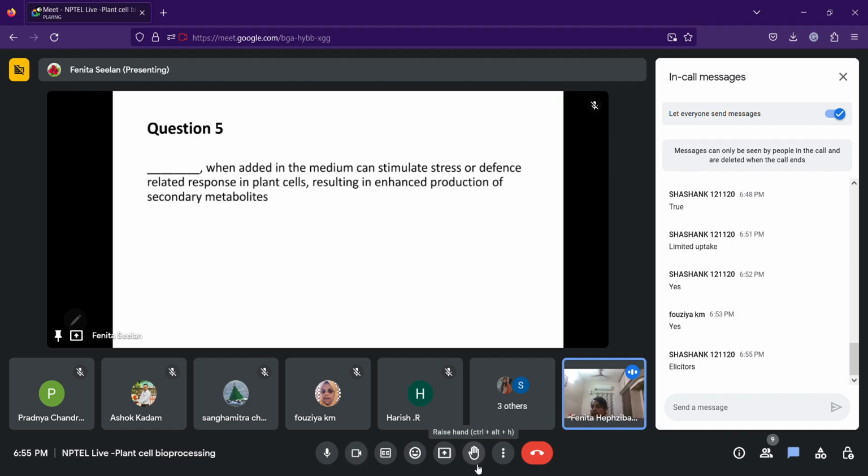Now, I think last week we were discussing elicitors, precursors, everything. So now, tell me the difference between precursor and elicitor. I think last week also we had the same discussion about elicitors and precursors.